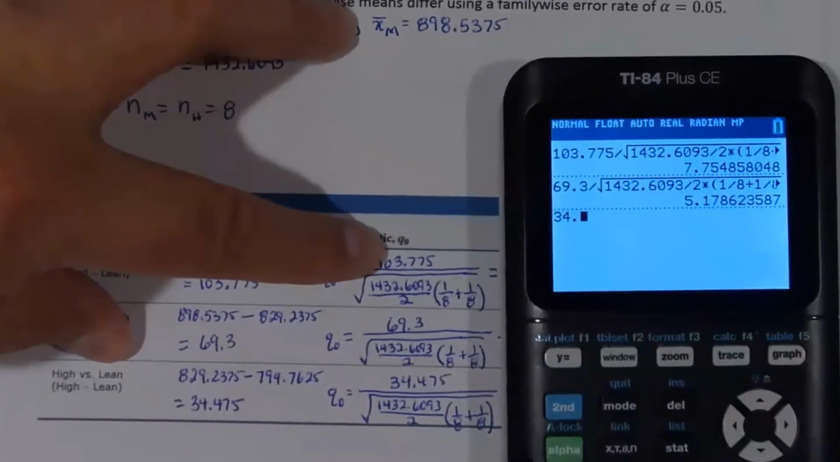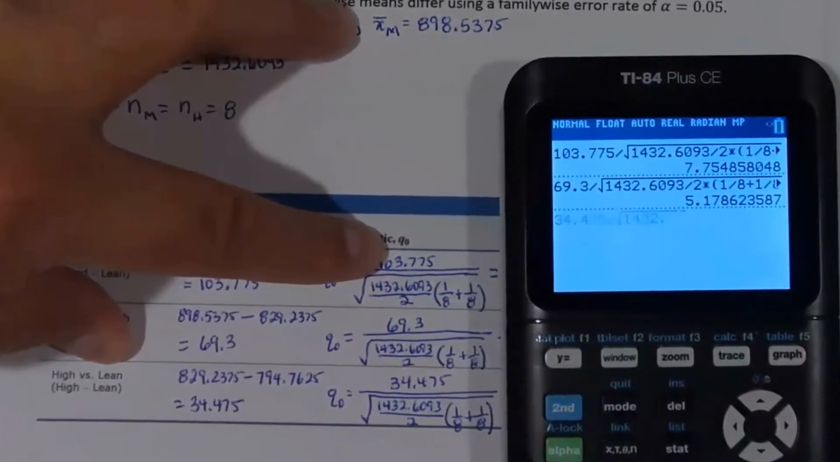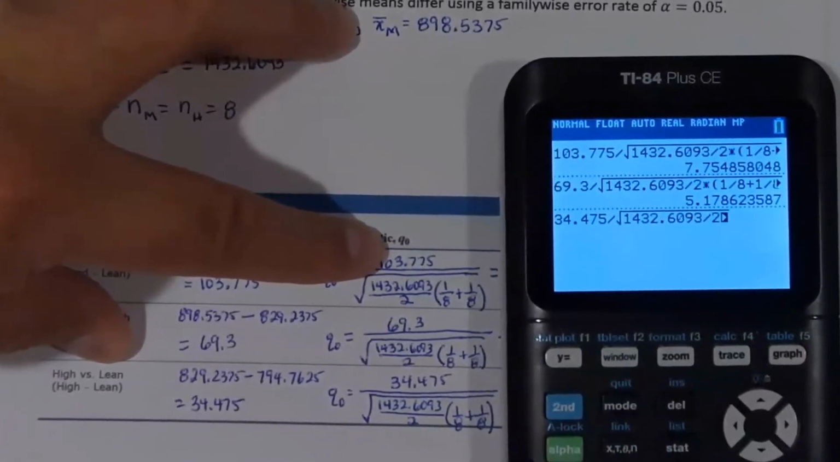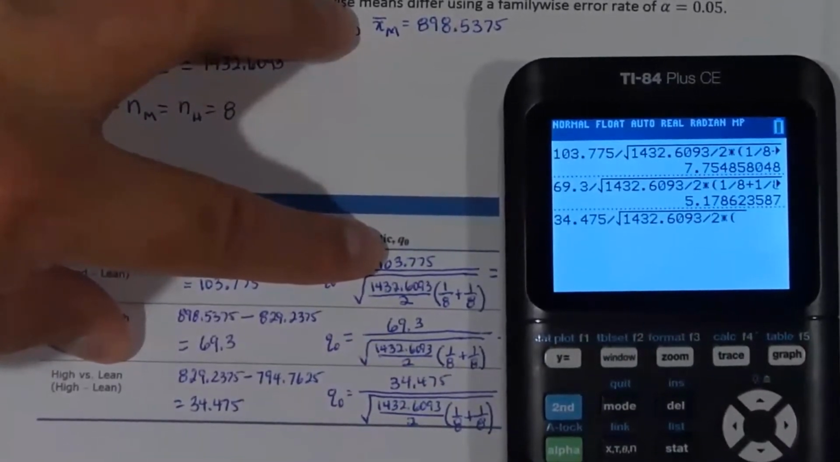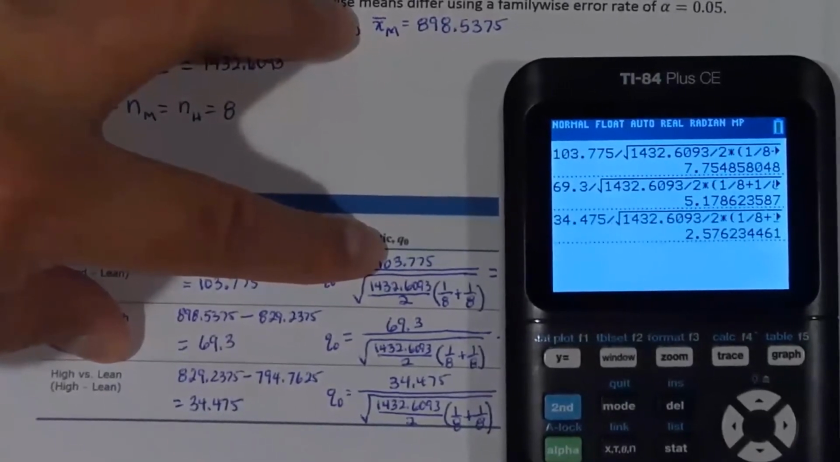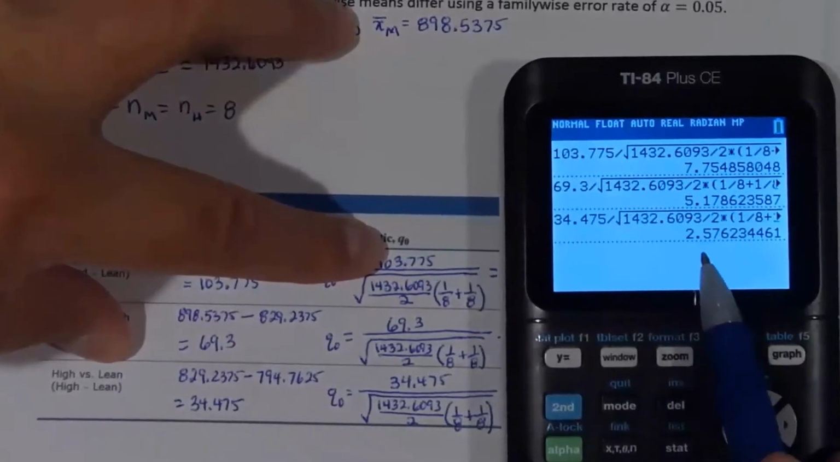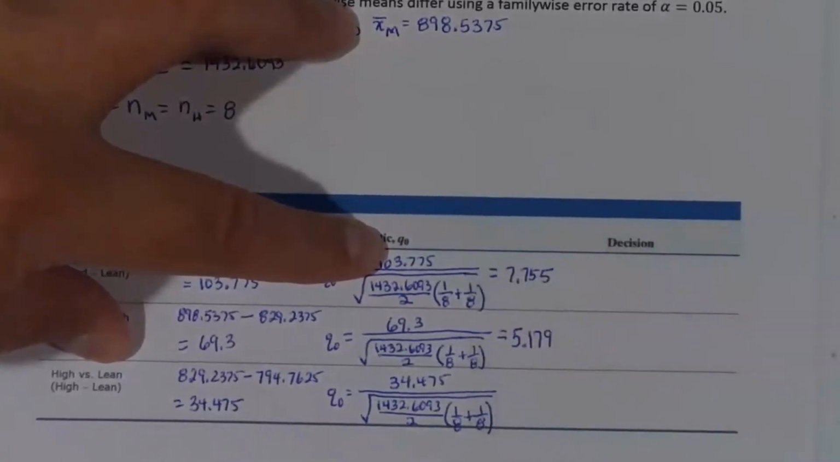But again, in this case, everything's 8 in terms of the sample size. So 34.475 divided by the square root of 1,432.6093 divided by 2 times parenthesis 1/8 plus 1/8 close parenthesis. And so that is 2.576 if I round to 3 places.